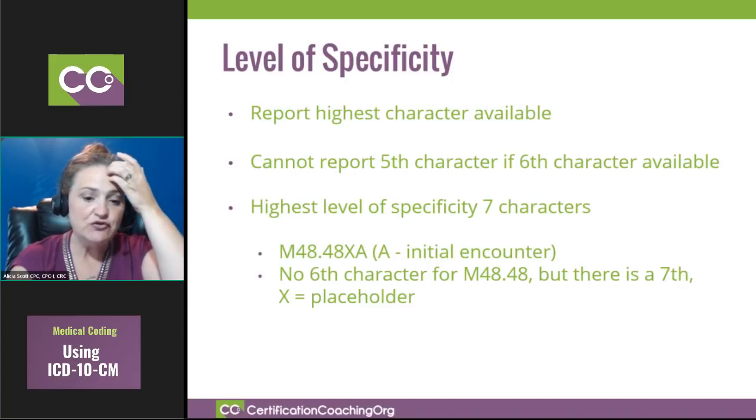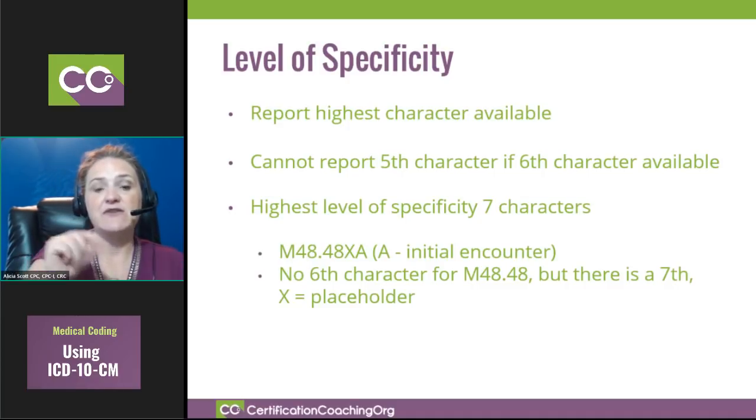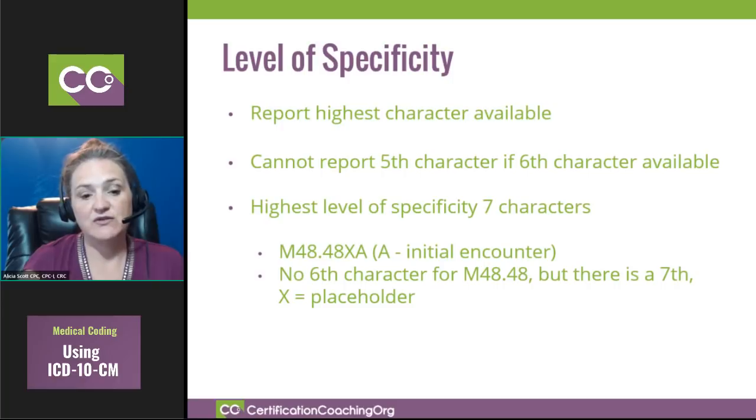So again, if you don't have a sixth character, you have to put an X there so that you can have an A or whatever that seventh character is. Each spot is important. You really will only see an X in that fifth or sixth character. You won't see an X at the seventh character. You just can't skip a character, okay? You can have a shorter code, but you can't skip in the code.